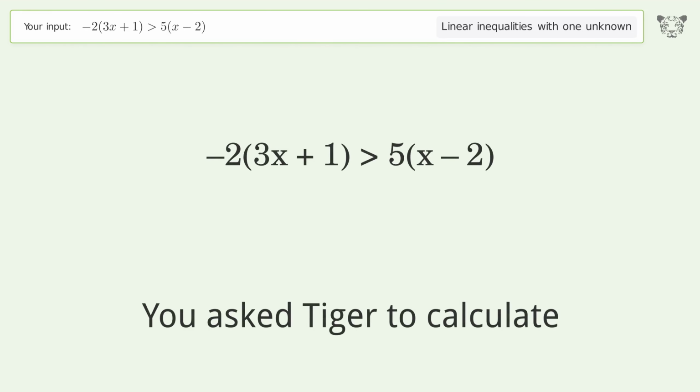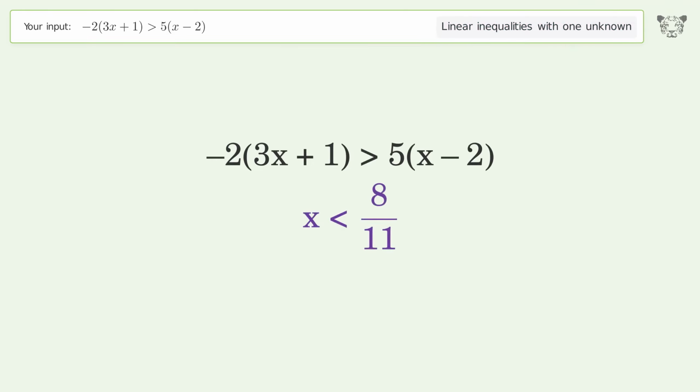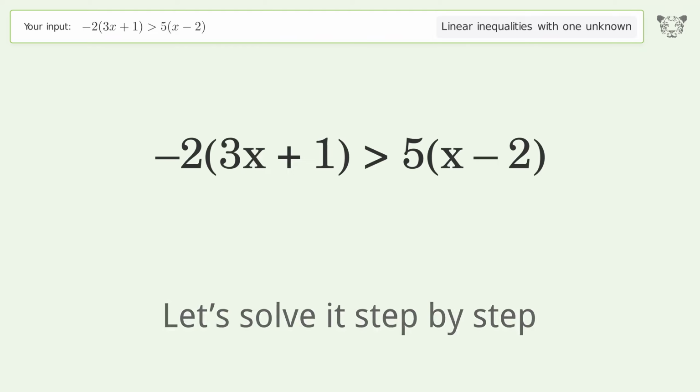You ask Tiger to calculate. This deals with linear inequalities with one unknown. The final result is x smaller than 8/11. Let's solve it step by step.